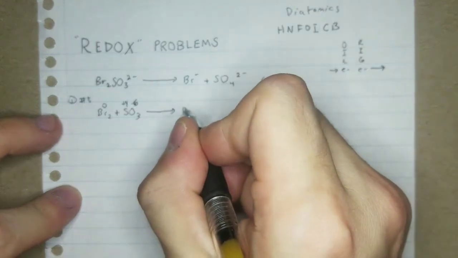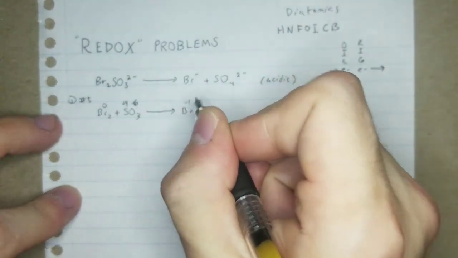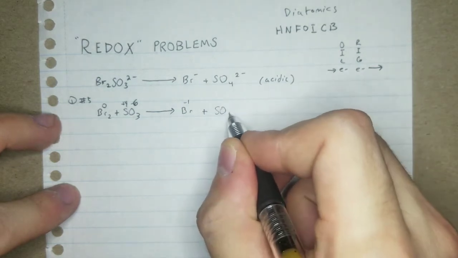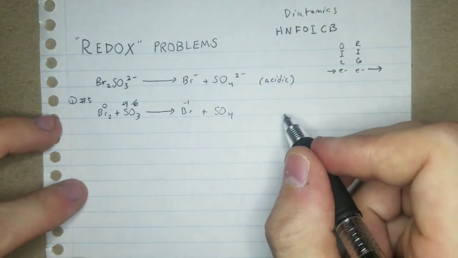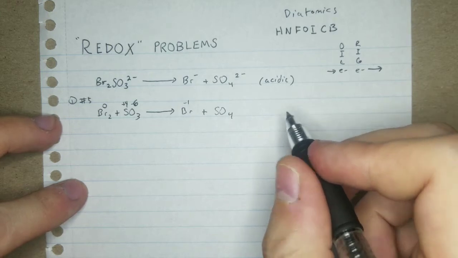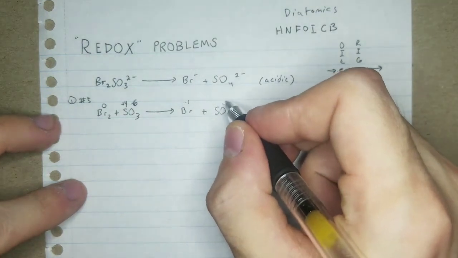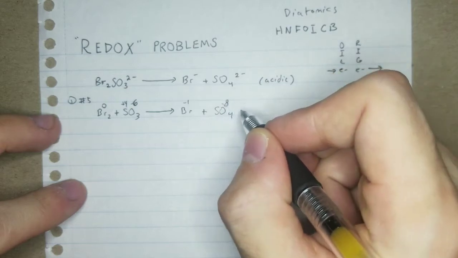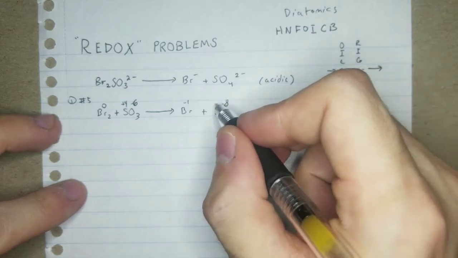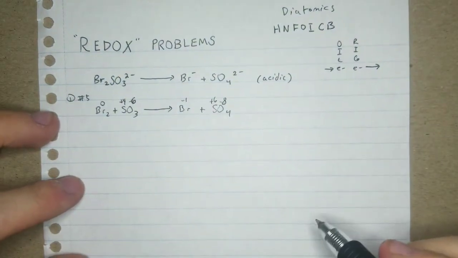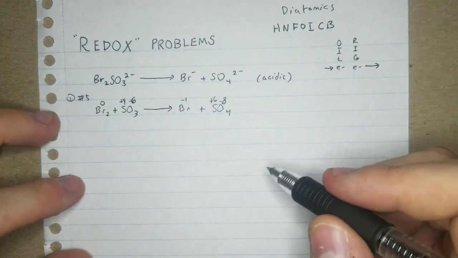Now we have the Br on its own. It's going to be a -1 plus the SO4. Again, we know the whole charge is going to be a -2, so we can get away with saying that 4 times -2 is going to be -8 on the O, and then this must be a +6. And that's going to be relevant when we try to determine which one's oxidized and which one's reduced later.